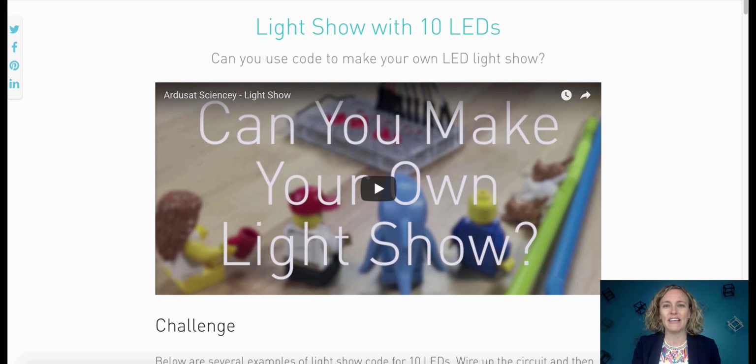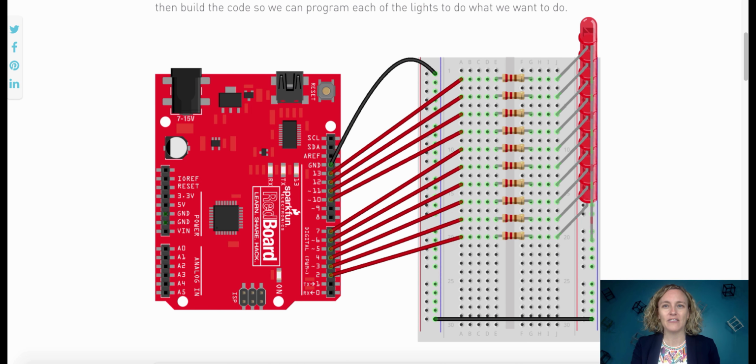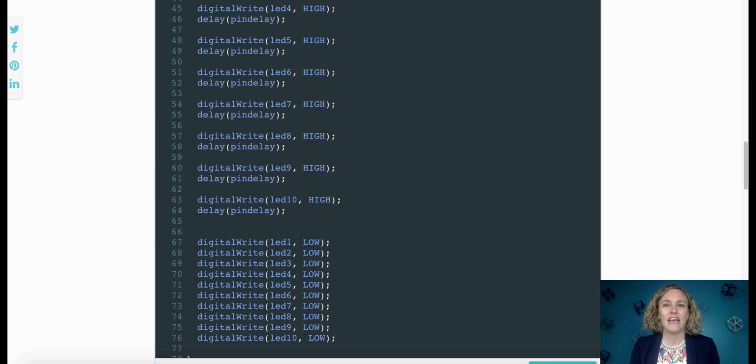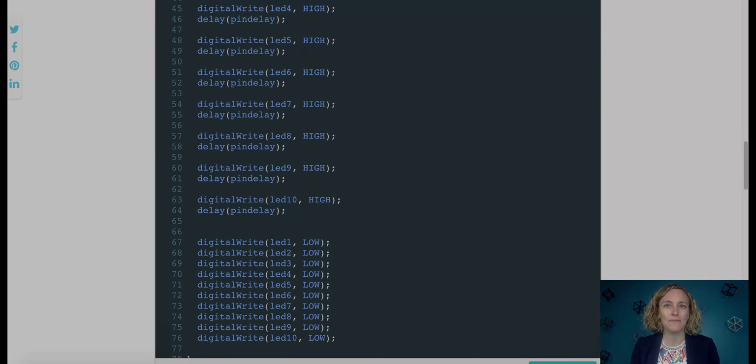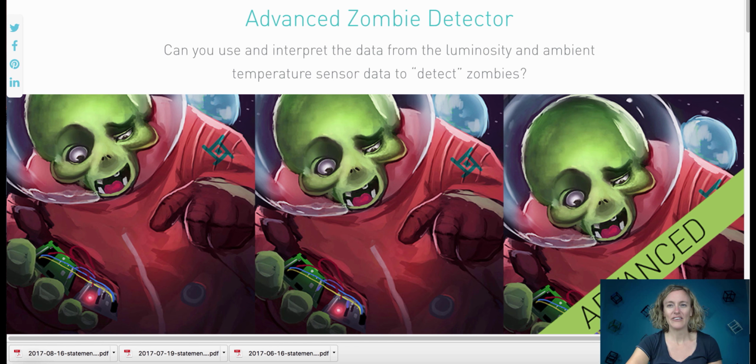In the experiment Light Show with 10 LEDs, the students will wire up a series of 10 LEDs using jumper wires, the breadboard, resistors, and LED lights, and then they will alter a pre-written Arduino sketch to create their own light show. Advanced Zombie Detector has the students interpreting data from the luminosity and ambient temperature sensor.